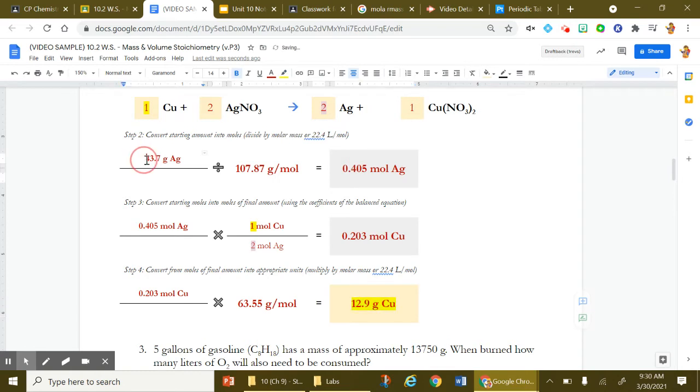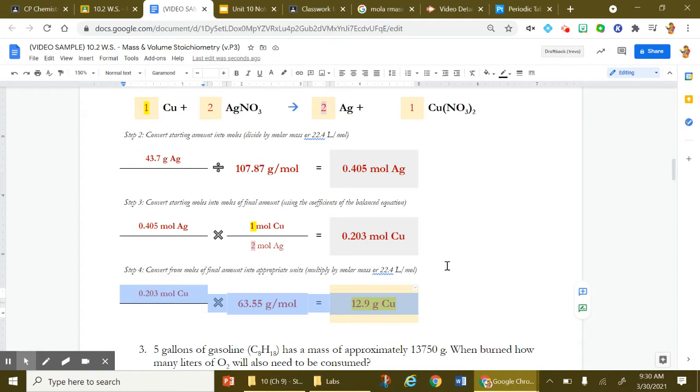Again, we had to figure out, well, if it's grams of silver, how many moles of silver is that? And then we had to figure out, well, if it's that many moles of silver, how many moles of copper will we consume? And then we took that moles of copper and we turned it into a gram weighable amount that we could actually weigh out and put into a beaker.